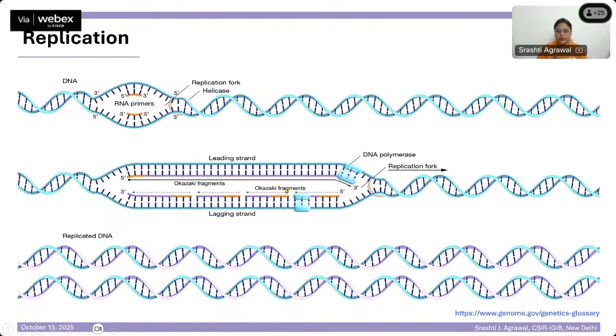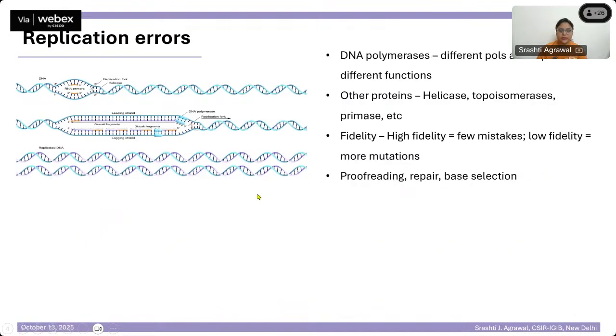The fork keeps moving in the direction of 5' to 3' of the new DNA, and thus we get the replicated DNA, and the two strands of it. If there are any errors in this replication, then mutations would be incorporated while replication is happening. There are multiple types of DNA polymerases which are required for different functions during the replication. And there are also other proteins which are required, for example, helicases, topoisomerases, primases for different functions.